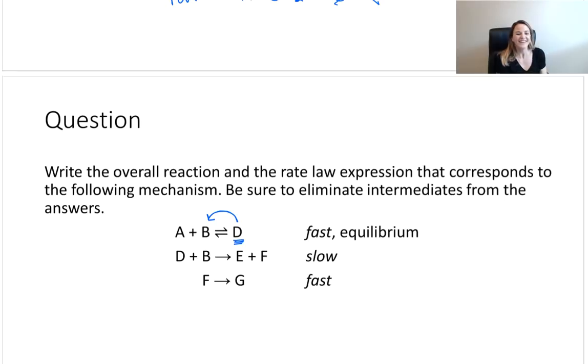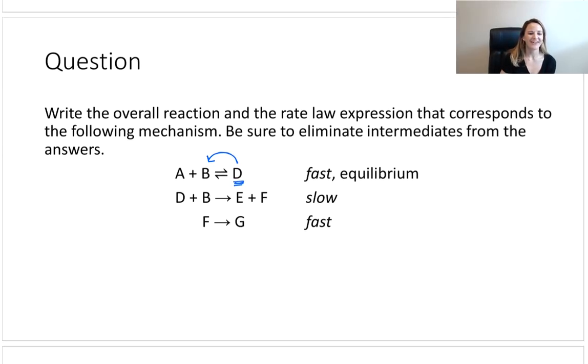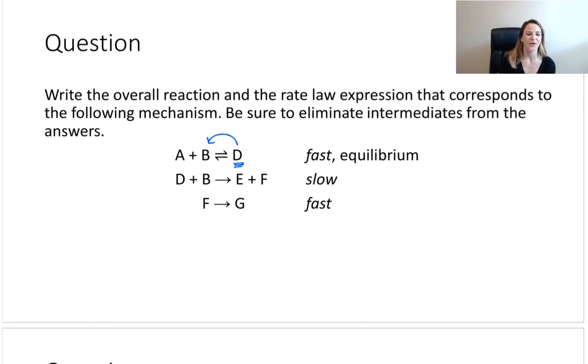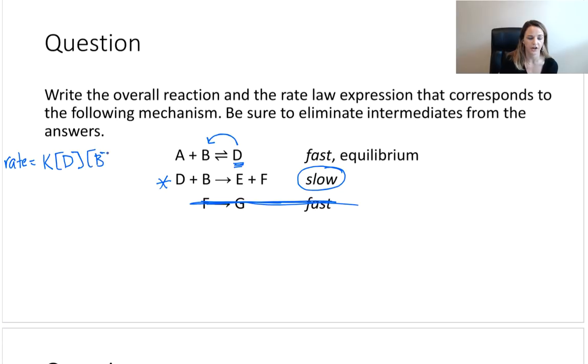Did you get it? Hopefully you did, but if not, do not worry about it. We are going to work through this together. The first thing you do is find your slow step. That's the most important thing, and you cross off everything afterwards because it's just going to mess with you. So you're going to start with your slow step here. Rate is equal to k times the concentration of D times the concentration of B.